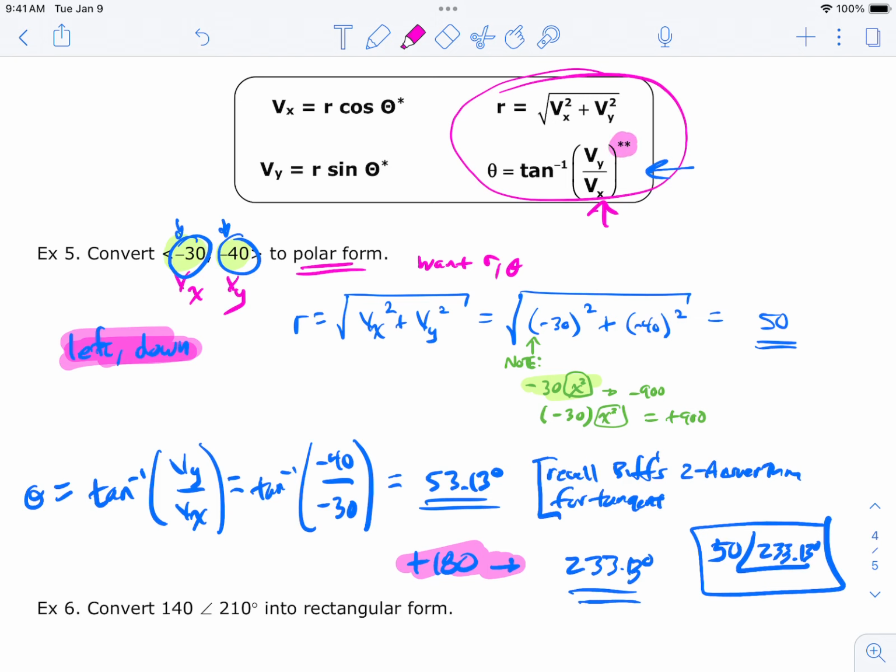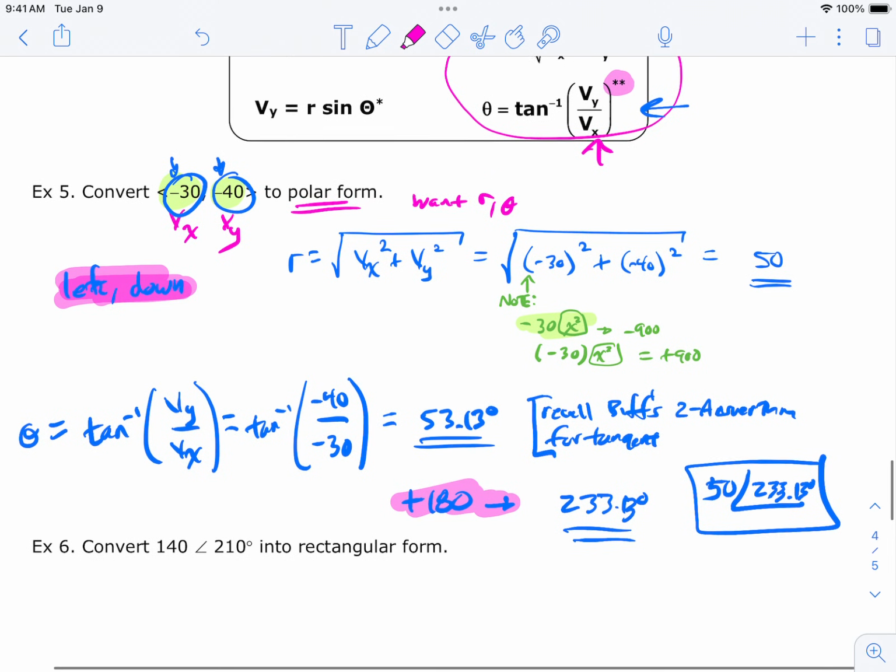That, by the way, is why we have these two asterisks, a double asterisk, because it's so important to keep that in mind. When you hit the shift tangent button, make sure you're checking whether Biff's two-answer theorem is in play here. You might have to add 180 to your answer to get it right.